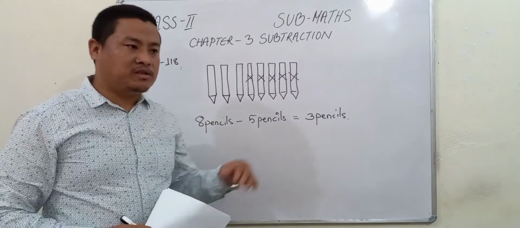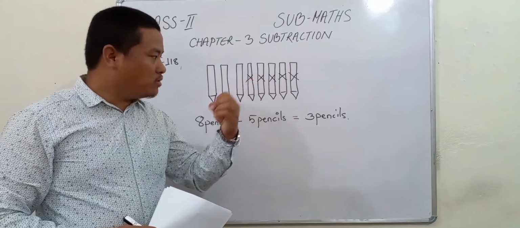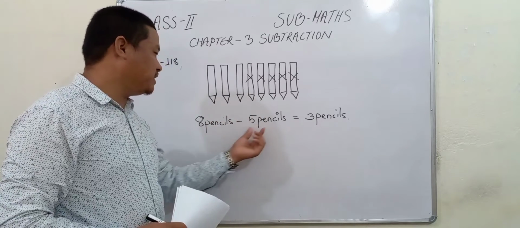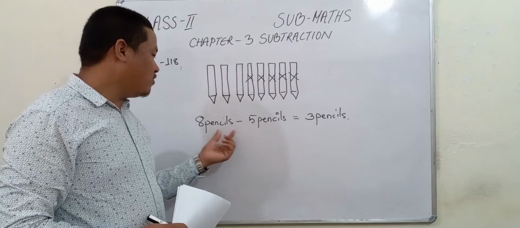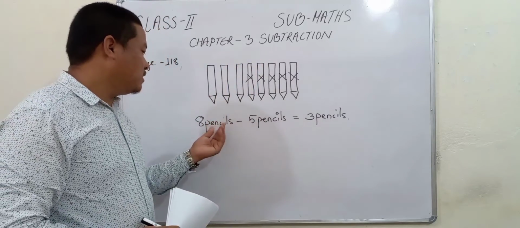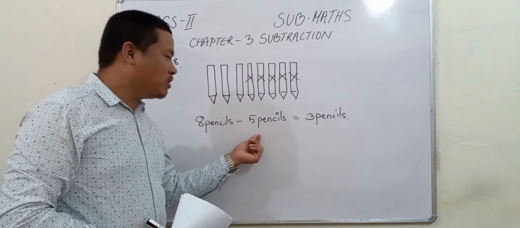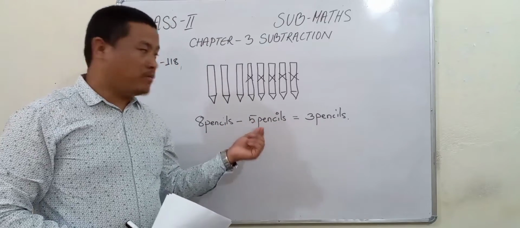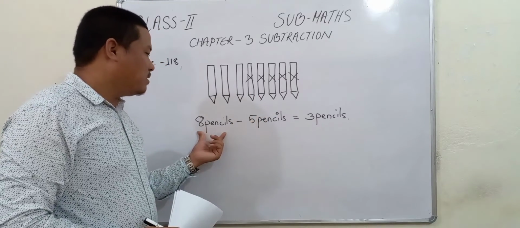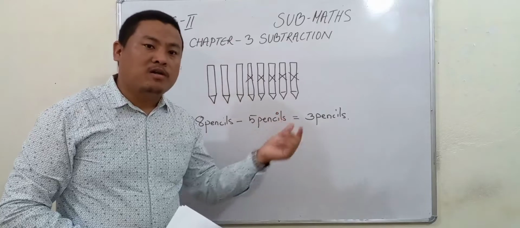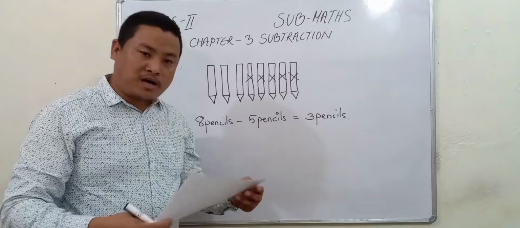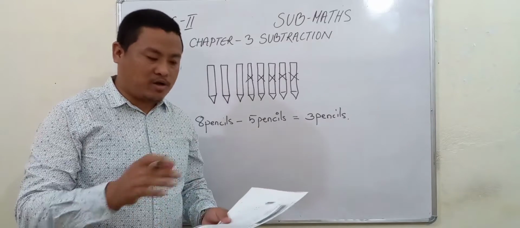That means minus means take out. We'll take out how much is required. Suppose in this question 5 pencil we have to take out from 8. Always remember, in subtraction, from a greater number a smaller number can minus. Minus and subtract is the same thing. From 8 we can minus 5, but from 5 we cannot minus 8. From a larger number we can minus a smaller number.